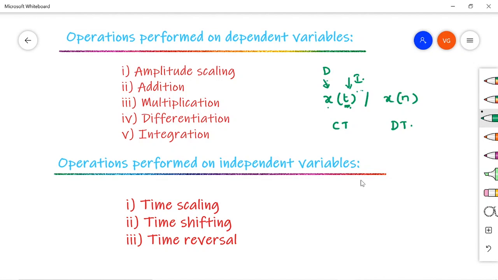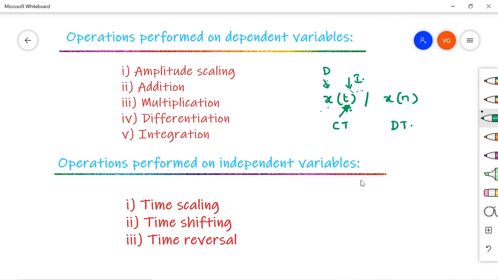So if you are working on the time scale, then any operations or modifications you want to do on the time scale, you have to use the operations on independent variables. If you want to perform any operation wholly on the amplitude of the signal, then you have to go with the operations on dependent variables.